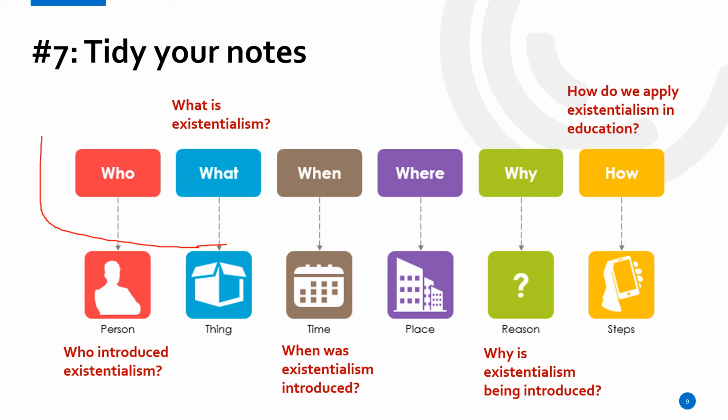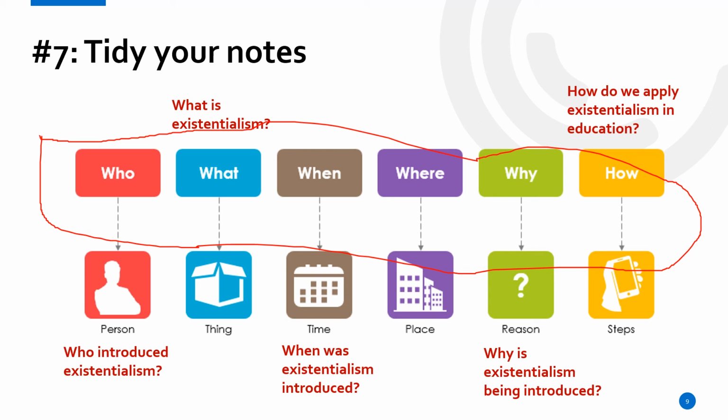Normally, we are looking at 5W1H. I think you have learned this from secondary school. Who, what, when, where, why, and how. So this is what I did just now. I read through the article and then I figured out there are 5 important questions from the article. Number 1, who introduced existentialism? Number 2, what is existentialism? Number 3, when was existentialism introduced? Number 4, why is existentialism being introduced? And finally, how do we apply existentialism in education?